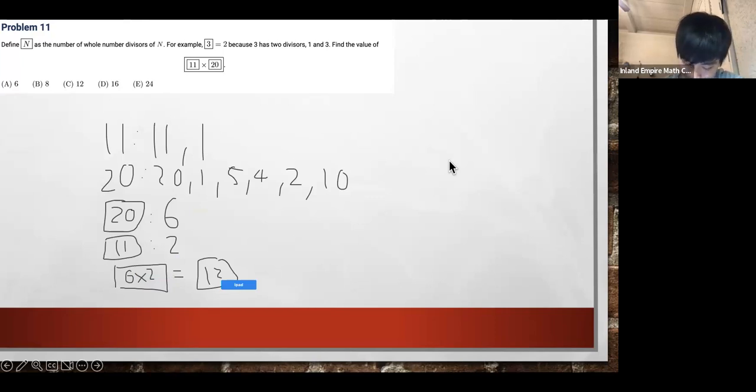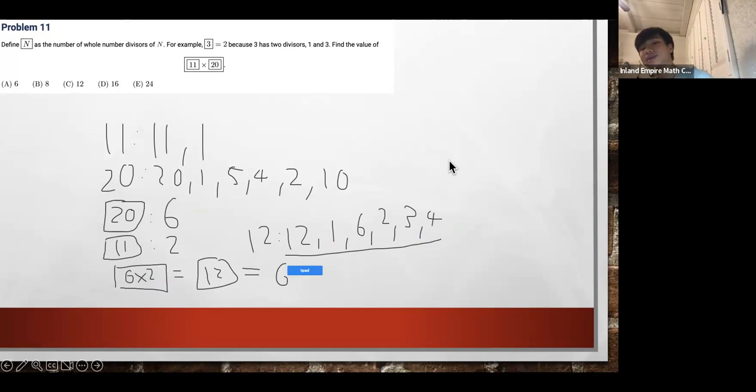And 12 has 12 and 1. It also has 6, 2, 3, 4. So 12 actually has 6 divisors, which means that this equals 6. And yeah, so the people who said A were right. That's pretty good. So A is in fact the correct answer here. This question isn't too hard, but there isn't really much of a trick you can do. You kind of just have to figure it out. You just have to do it. There's no trick with this one.